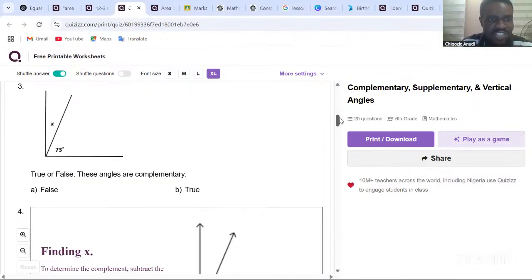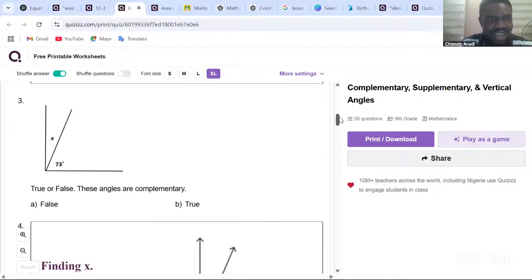Look at question 3. It says, true or false, these angles are complementary. Look at the diagram on the screen. Are these angles complementary? False.